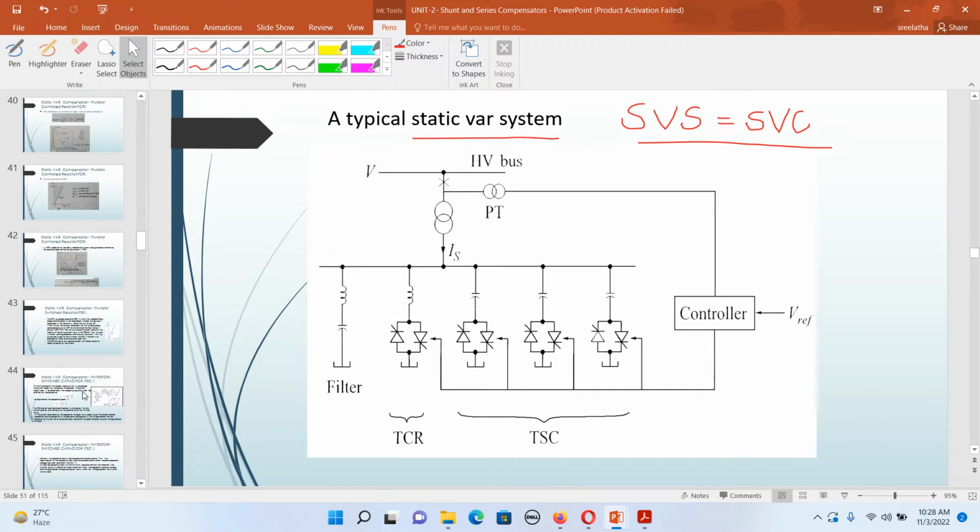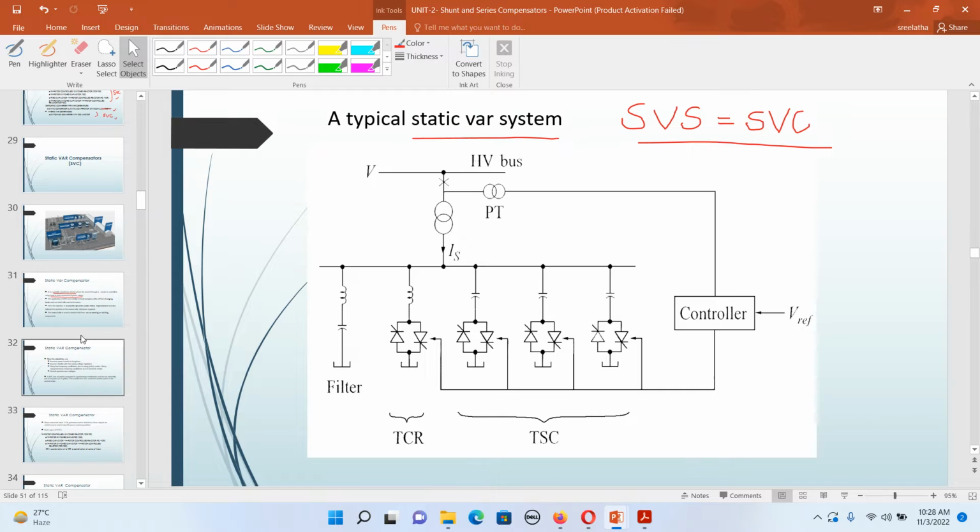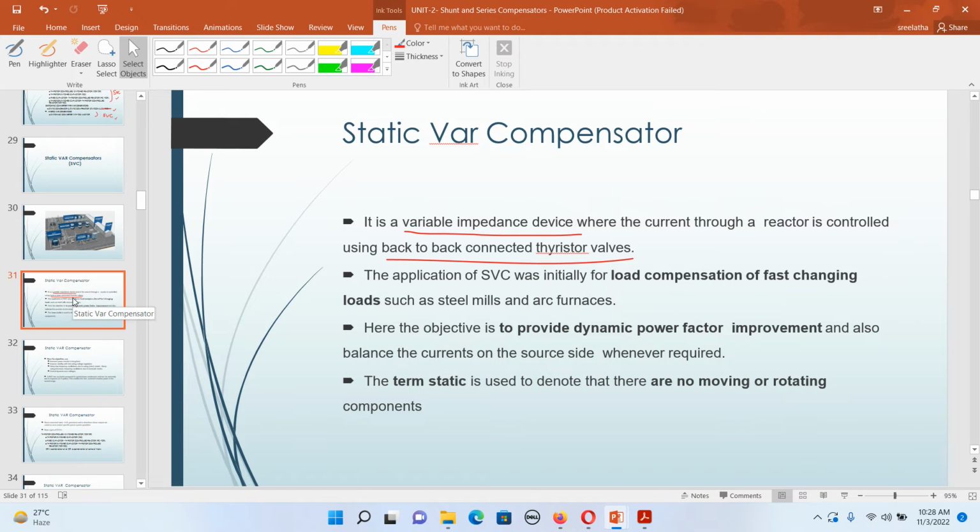Okay, so that is a static var compensator. The application of static var compensator was initially for load compensation. Okay, girls, we discussed this, right? Where do we use them? They are especially used for load compensation of fast changing loads such as steel mills and arc furnaces.